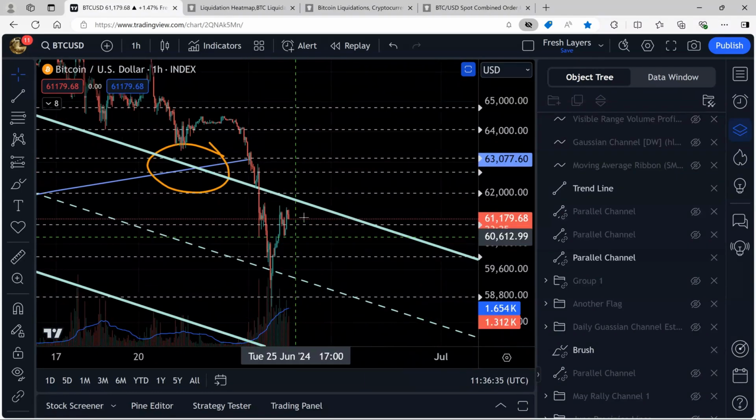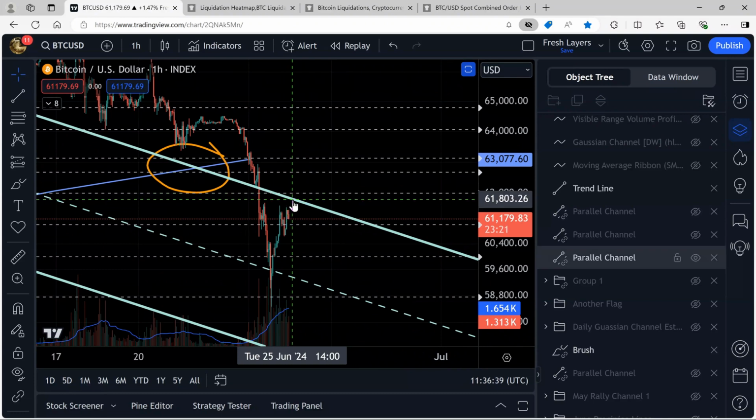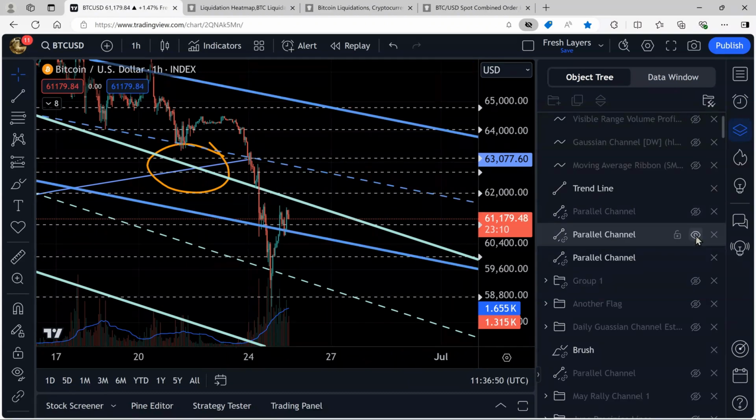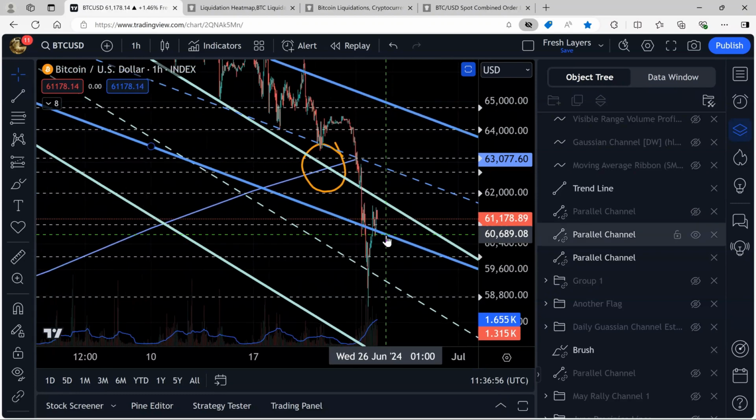And we are almost at that point where we will be challenging the top of this channel. And I do expect some resistance right here. So let's hurry up and get up here today. We've got to get up to 61.8-ish. Now I'm going to turn on the other channels. There's the blue channel. So really we're having a battle between the green and the blue channel.